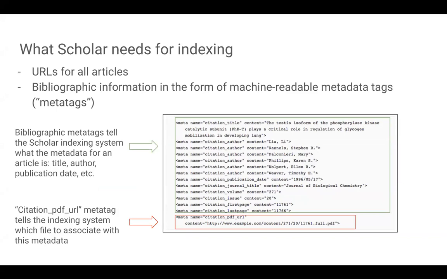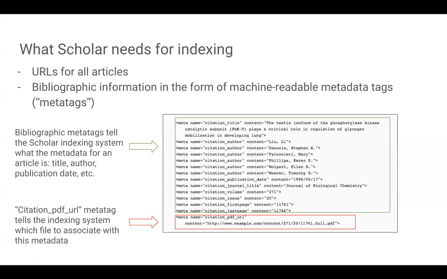Second, in order to identify metadata for the publications that it finds, the Scholar system needs access to machine-readable metadata for these items. This machine-readable metadata used by Scholar is called metatags. It takes the form of citation underscore. The image on the right shows a typical set of metatags. It's taken from our inclusion guidelines, which I'll make sure to share with you later.